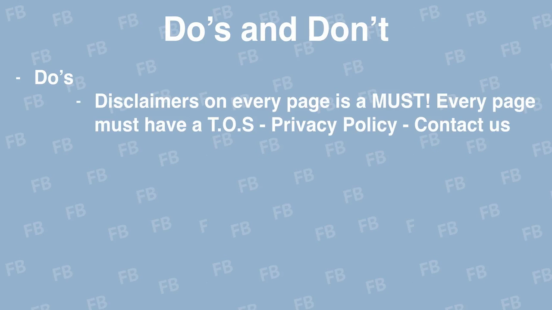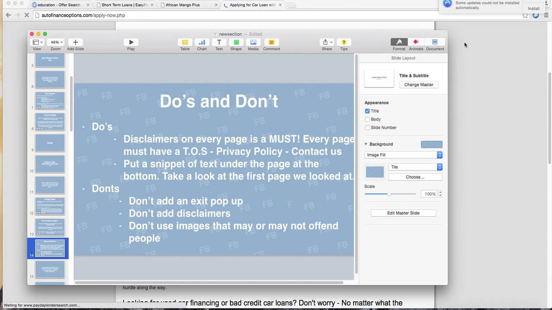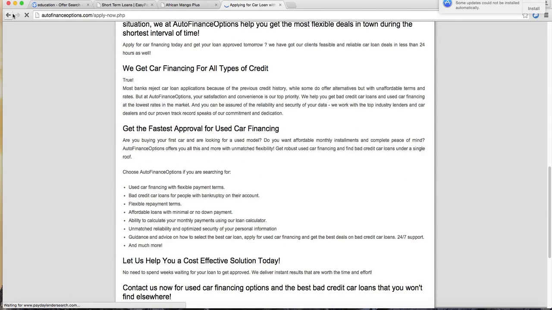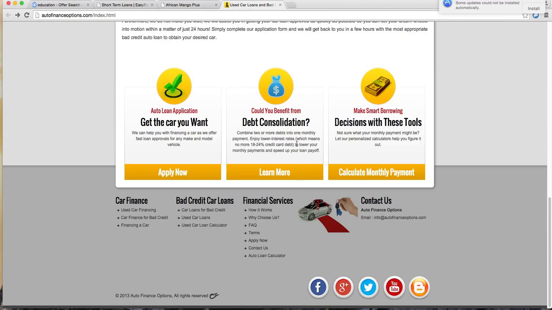Now, here are some do's and don'ts. Here are some do's. Disclaimers on every page is a must. Every page must have a terms of service, privacy policy, and contact us page. Now, I'm going to show you the pages that we just went over. And I'm going to show you right here. As you can see, they have terms, frequently asked questions, contact us, etc. So they're up to date with their policies.